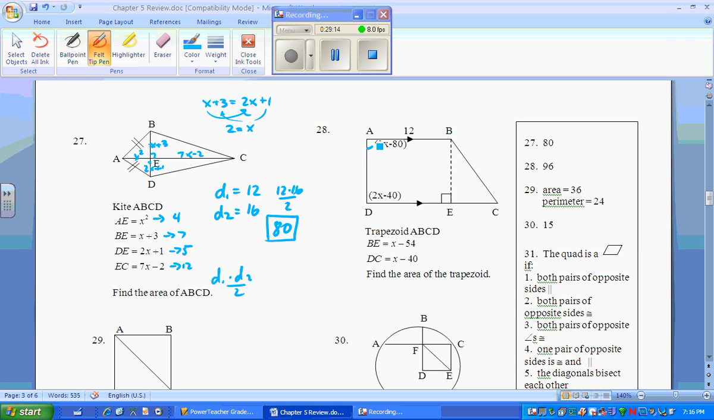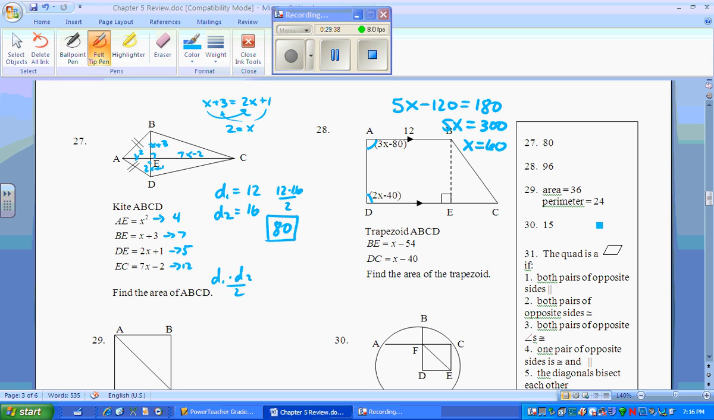In a trapezoid, angles that are next to each other are supplementary. So we know that 5x here minus 120 is equal to 180. So 5x is equal to 300. X ends up equaling 60.